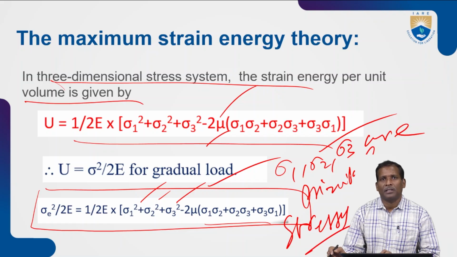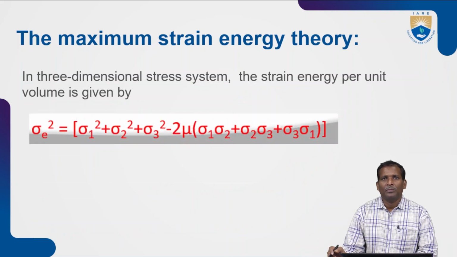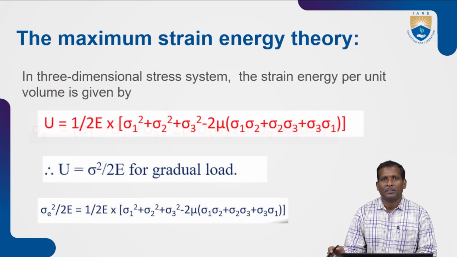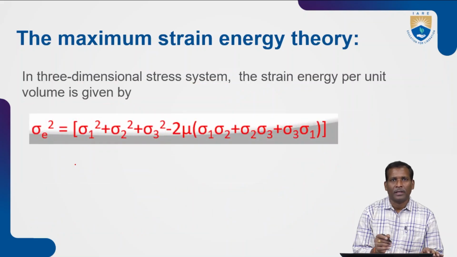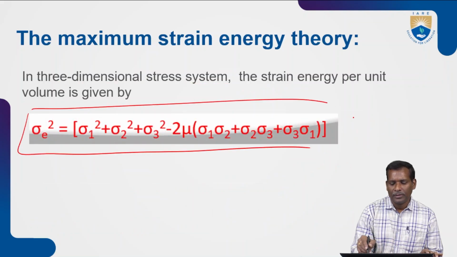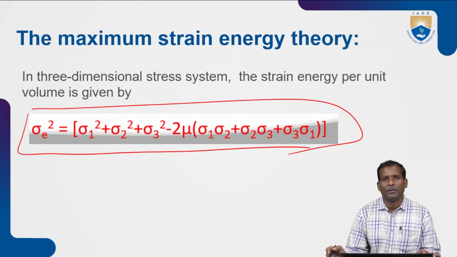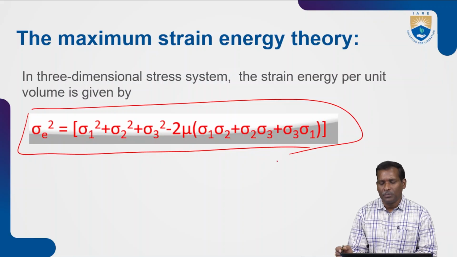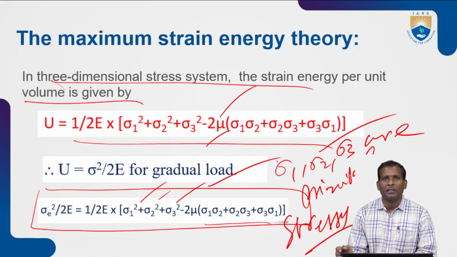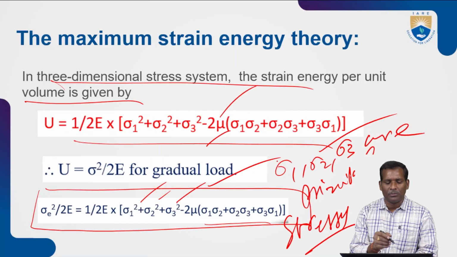These three are principal stresses. Clear? So now for the three-dimensional stress system, the strain energy per unit volume is given by, substituting sigma square by 2E. So the equation you can write is sigma e square is equal to sigma 1 square plus sigma 2 square plus sigma 3 square minus 2 mu into sigma 1 sigma 2 plus sigma 2 sigma 3 plus sigma 3 sigma 1. Why? Because here u is equal to sigma square by 2E.